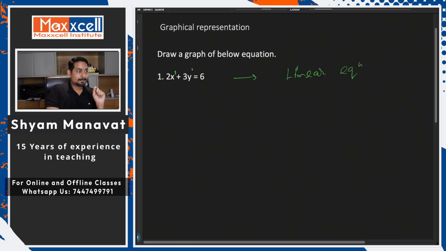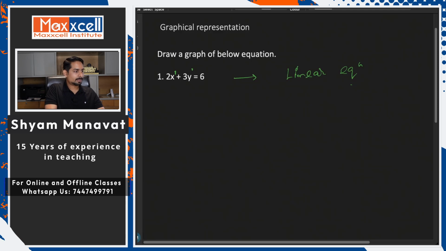Coming back to this. The power 1 equations are called what? Linear equations. The order 1 equations are called what? Linear equations. And why are they called linear equations? Because when you draw these kinds of equations on the x-axis and y-axis, the graph, then you will find a straight line. So let's see how it works.